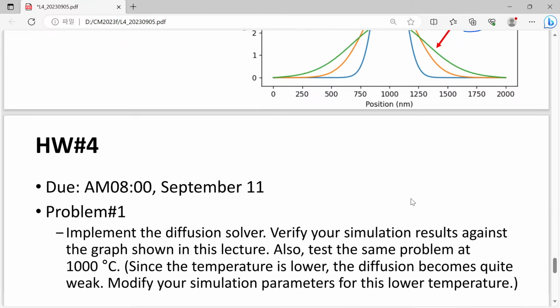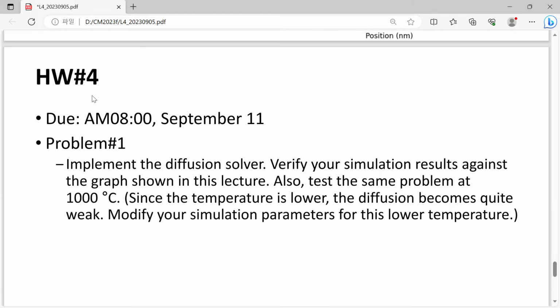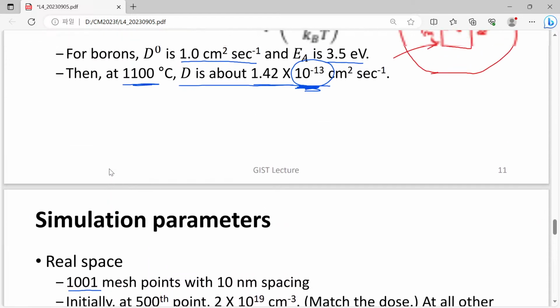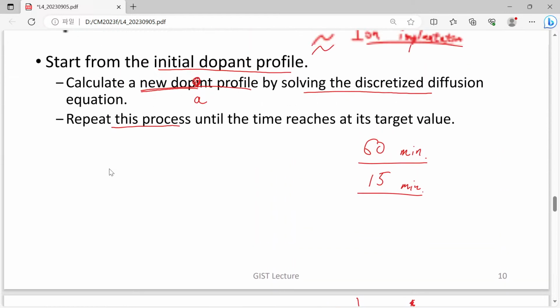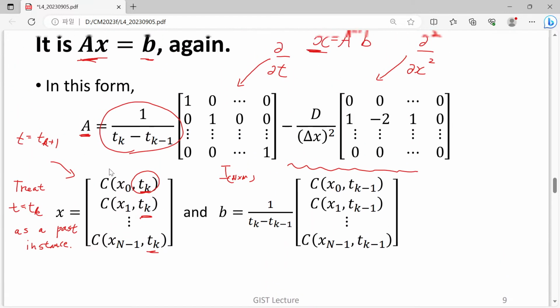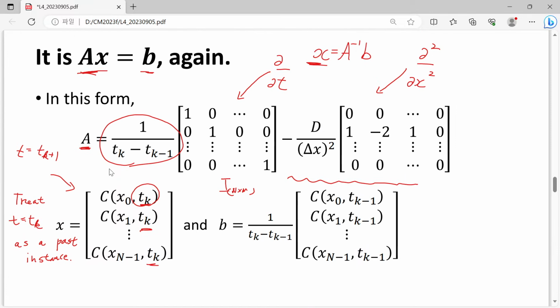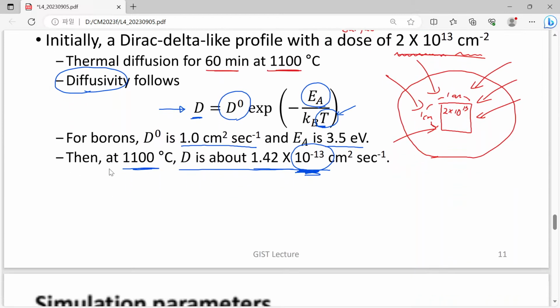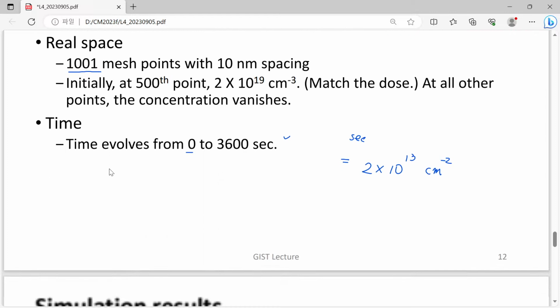So let me conclude today's lecture with homework number 4. You have only one problem. Please implement the diffusion solver. What you have to do is just implement this AX equal to B system shown here. Please construct your A, and every time calculate B, and by taking inverse A multiplied by B, you can calculate the C vector. So please calculate the C vectors, for example 360 times, to get the solution at 1 hour later.